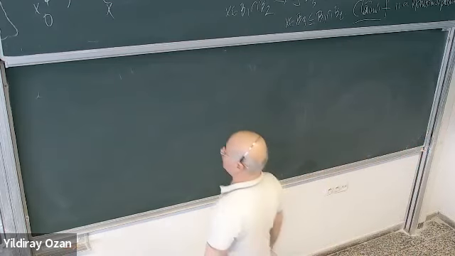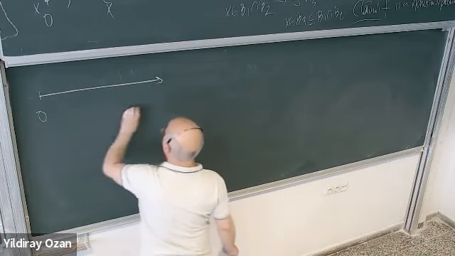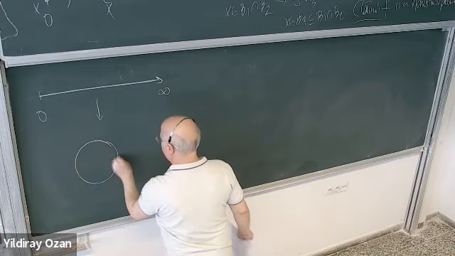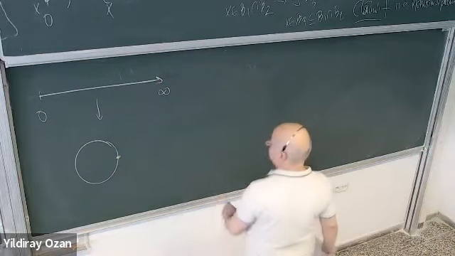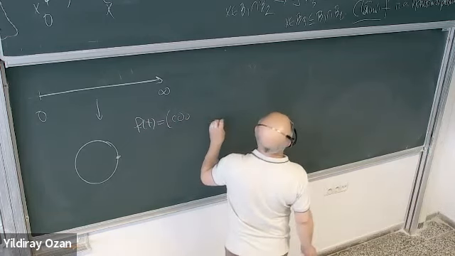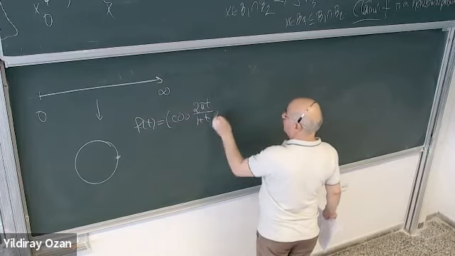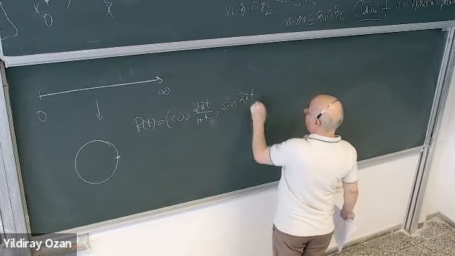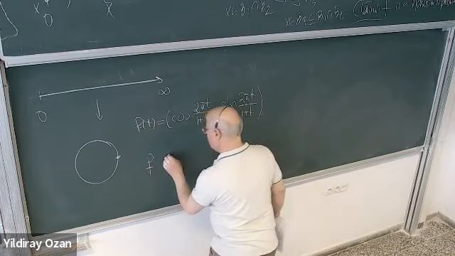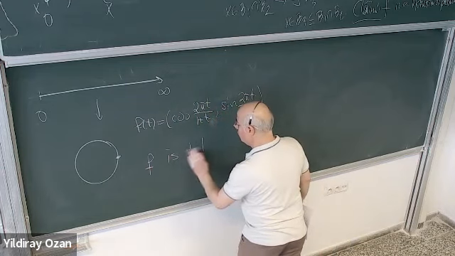Okay, so you see what happens: 0, infinity, and here, my map is just F of t equals cosine of 2 pi t over 1 plus t, sine of 2 pi t over 1 plus t. You can show that F is one to one and onto.